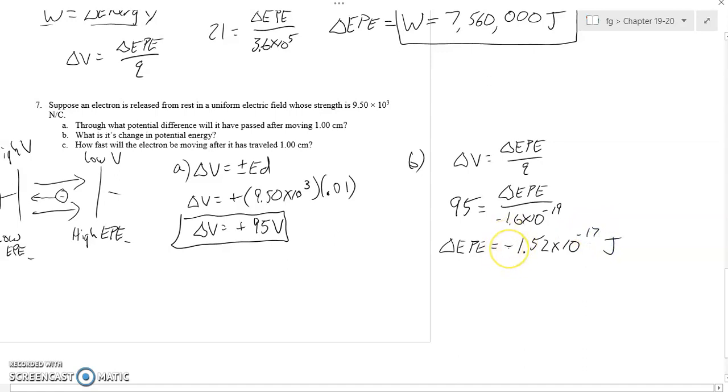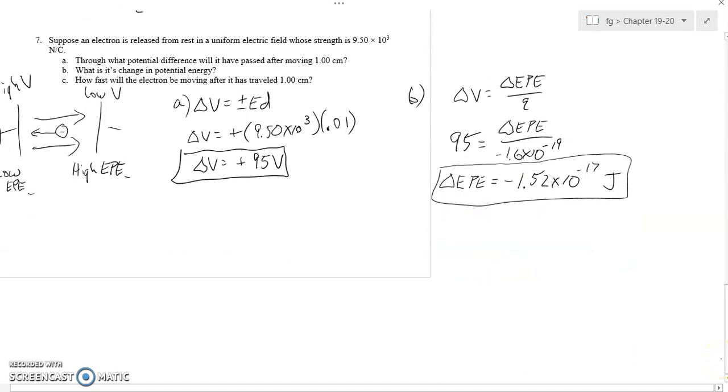Now, the negative, I never really trust the math. I'm going to go back to my picture and make sure it makes sense. So I have the electron, the negative charge, moving towards the positive. So it's decreasing its potential energy. So the change in potential energy should be negative. That makes sense. So I'm going to go with that.